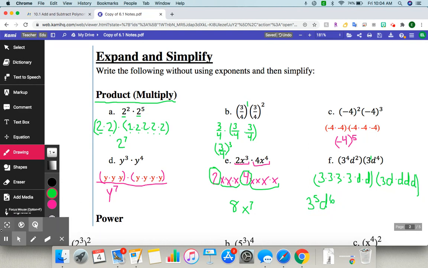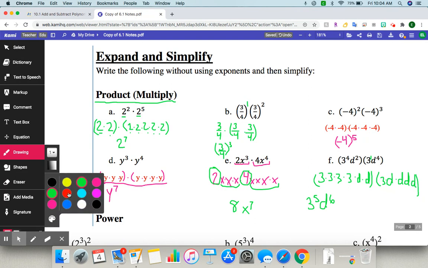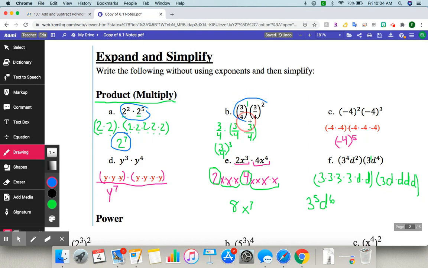I want you to take a moment, pause the video, and think about what connections you can make among the original expression and the final one. How are the exponents connected? What patterns do you see? So go ahead and pause the video now and take a look at each example.